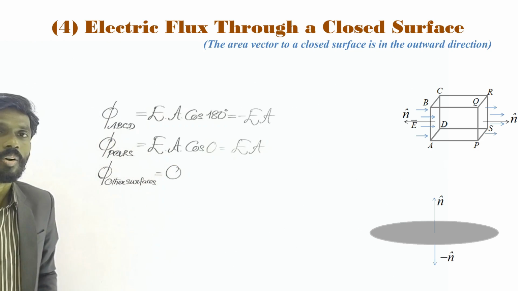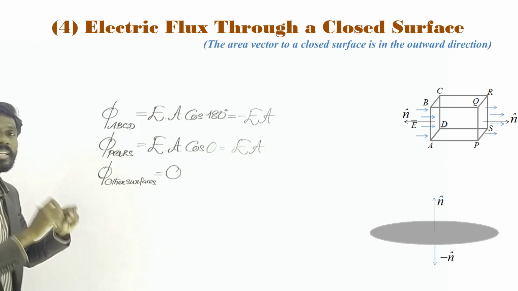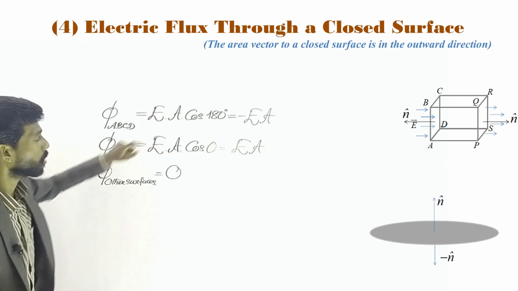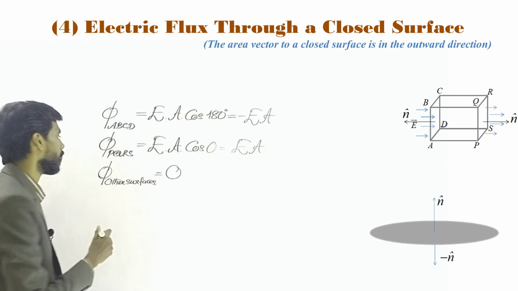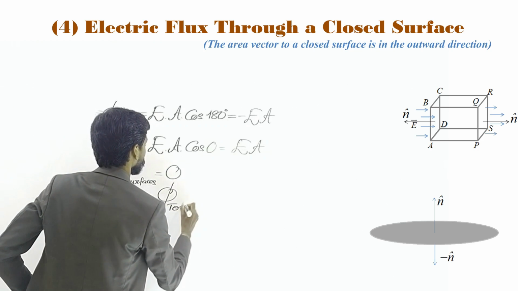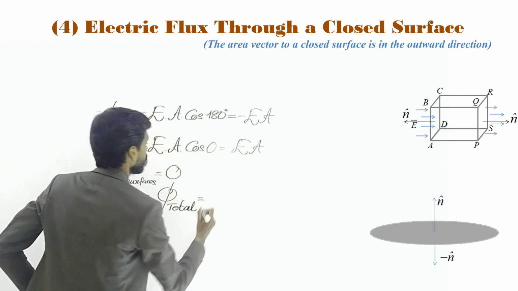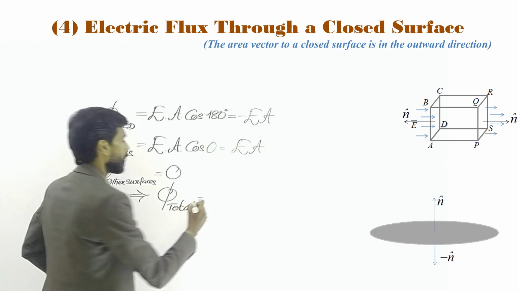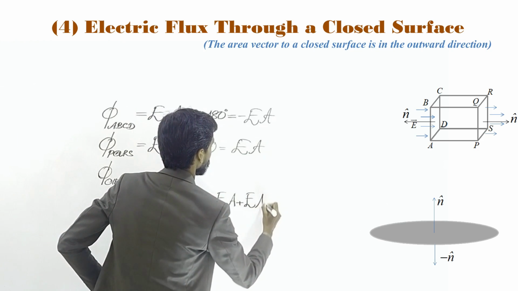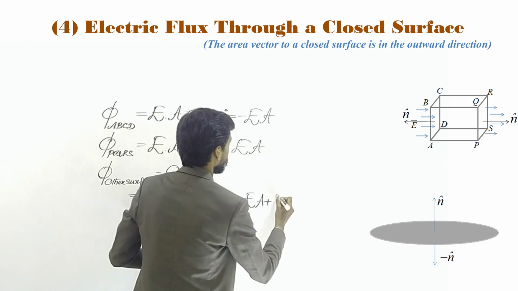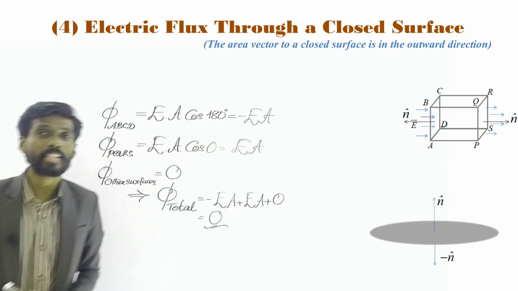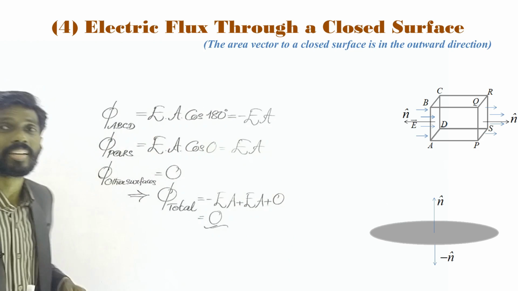Do you understand? So all four surfaces have electric flux 0, and only these two surfaces have electric flux, minus EA and plus EA. Now we want to find the total electric flux. So the total electric flux equals, just add all these values: minus EA plus EA plus the other four surfaces 0, that's all. So this answer is 0. So the total electric flux through the closed surface is 0.